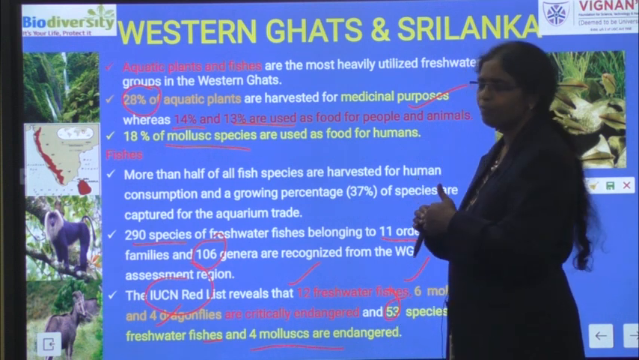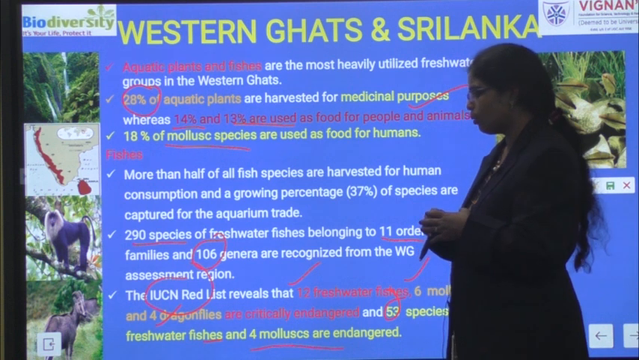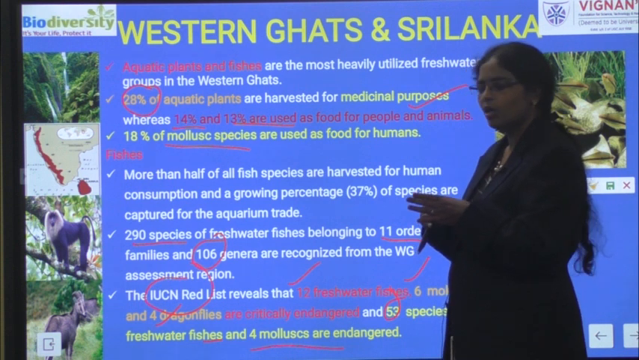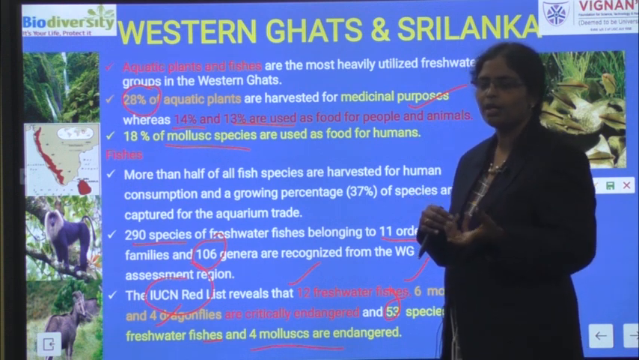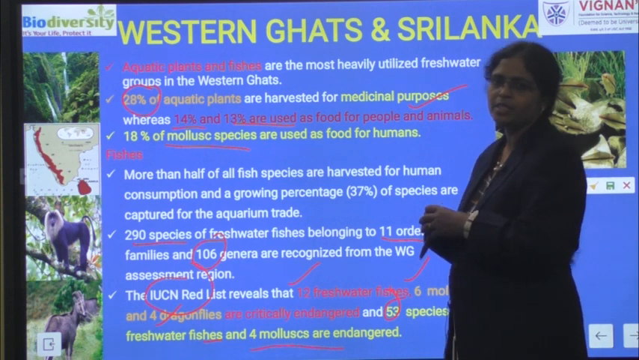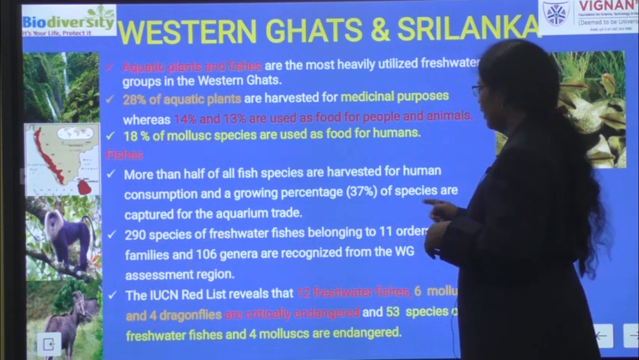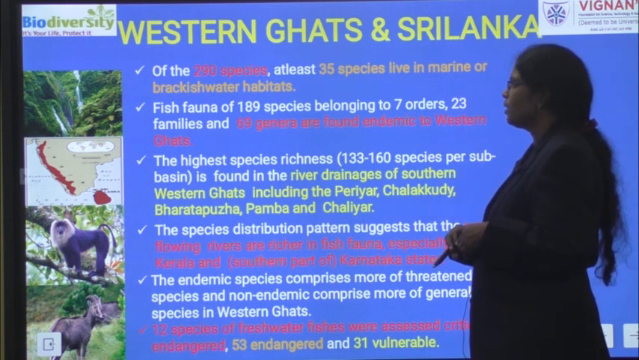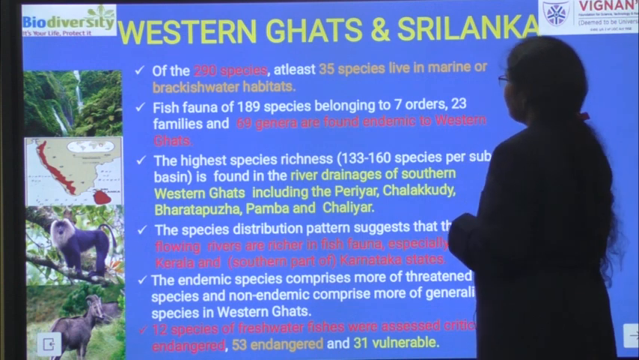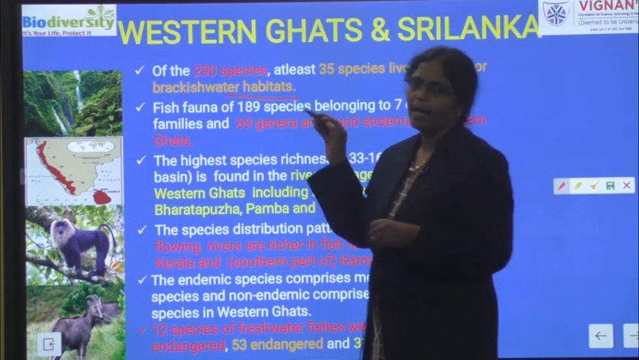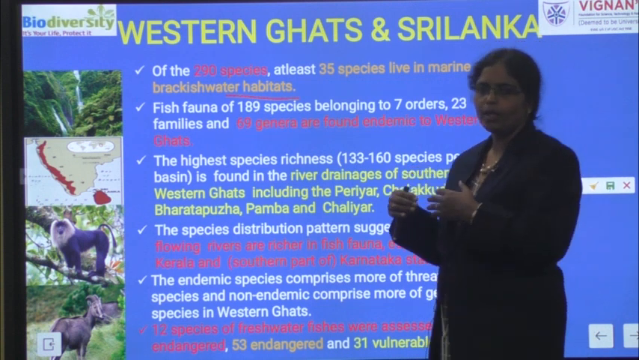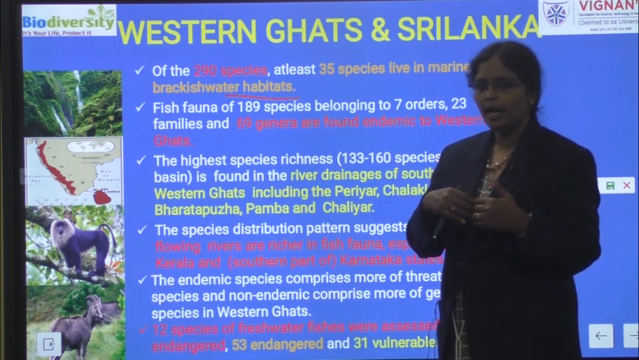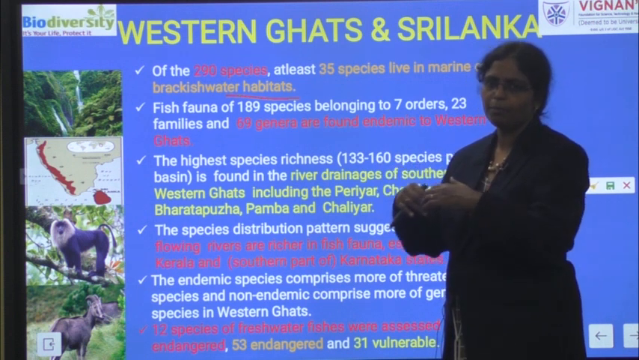Because of the water bodies, this particular region is rich in freshwater species. Not only this, because of human impact or environmental changes, the majority of the species are entered in the IUCN Red Data Book. Among these 290 freshwater species, 35 species live in marine as well as brackish water habitats. Whatever water from the ocean or Arabian Sea enters the land forms brackish water bodies.